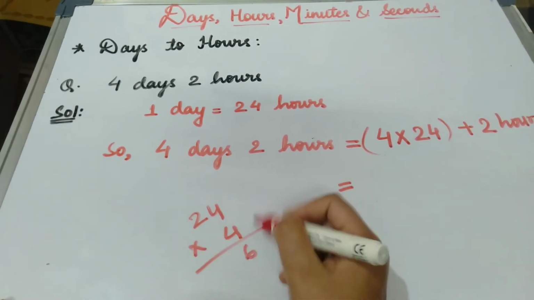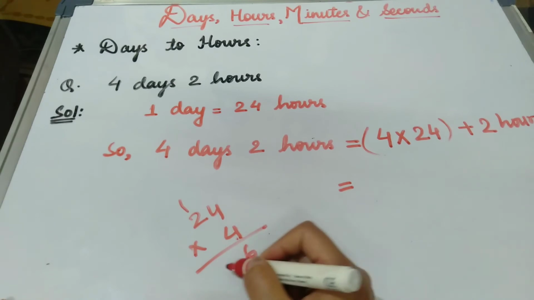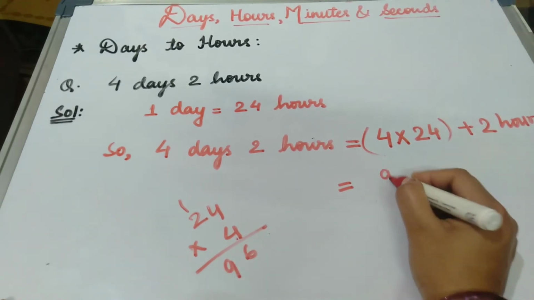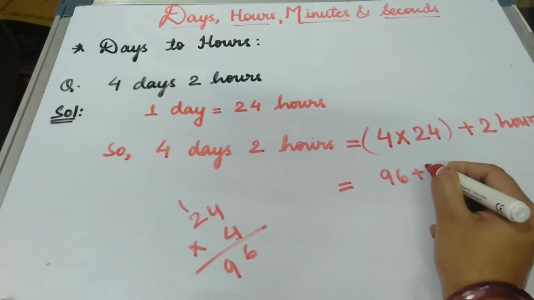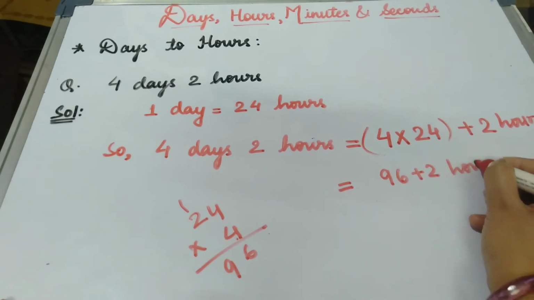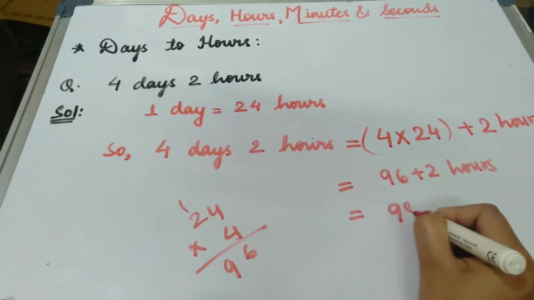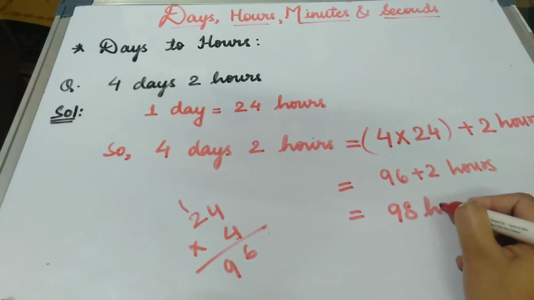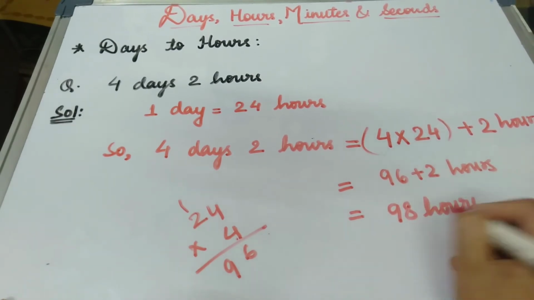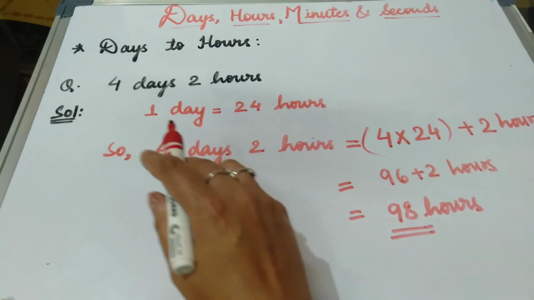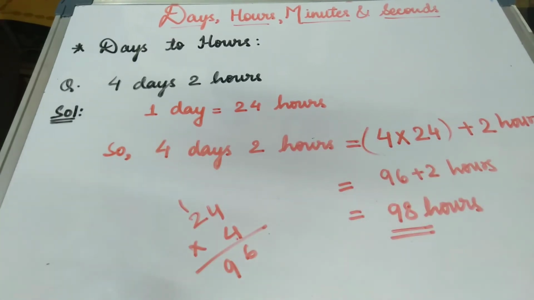4 4s are 16, carry over 1, 4 2s are 8 and 1, 9. So it is 96 plus 2 hours. So 96 plus 2 is how much? 97 and 98. So it will be equal to 98 hours. So in this way you can convert days into hours.